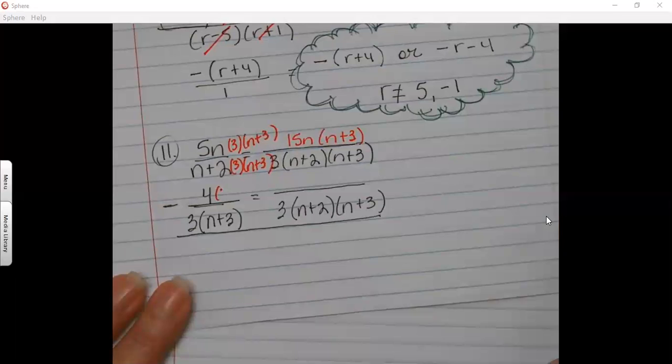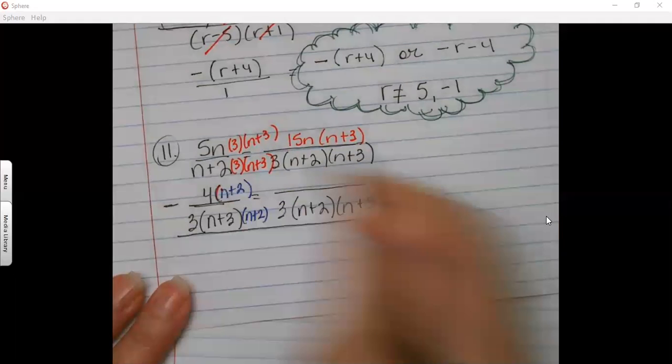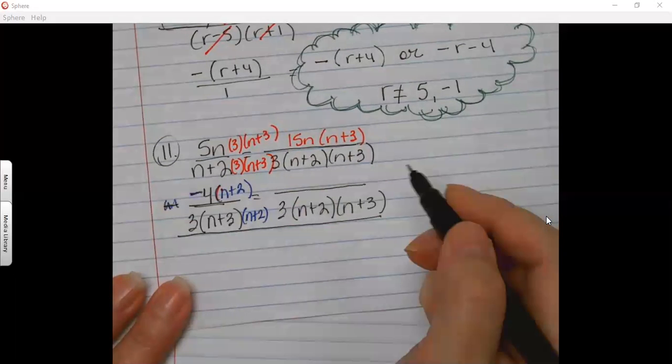Now remember, I am subtracting the denominator. So when I distribute, just think of it as distributing a negative 4, okay? So think of that as distributing a negative 4. So negative 4 times n is minus 4n. Negative 4 times positive 2 is negative 8.